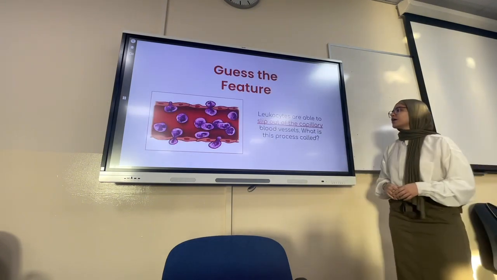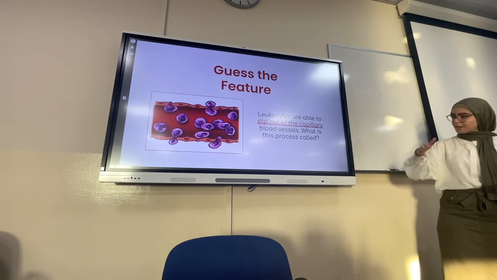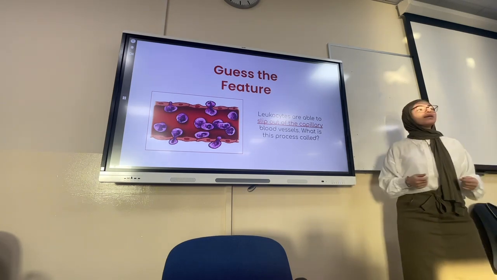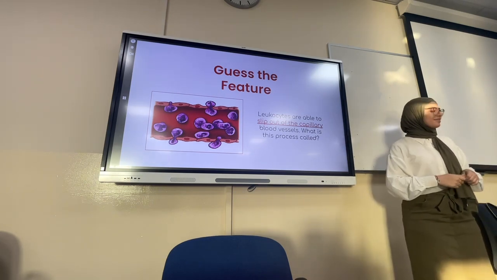Now, guess the feature. Leukocytes are able to slip out of the capillary blood vessels. What is the process called? Diastasis. Well done.